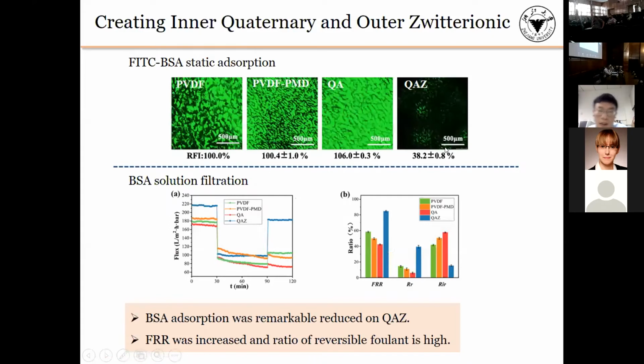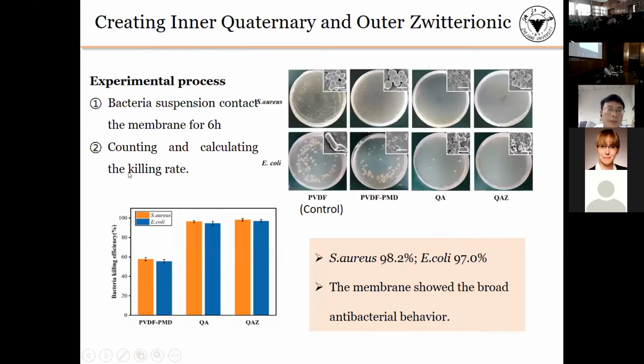Then we used the protein static adsorption experiment. We found that our final membrane has very low BSA adsorption, and we confirm our results also by the filtration experiment.